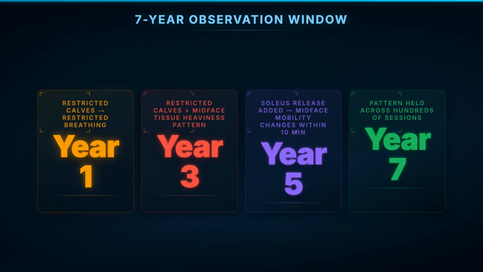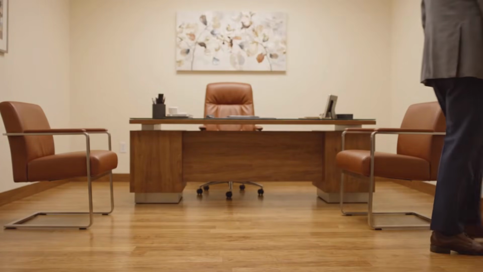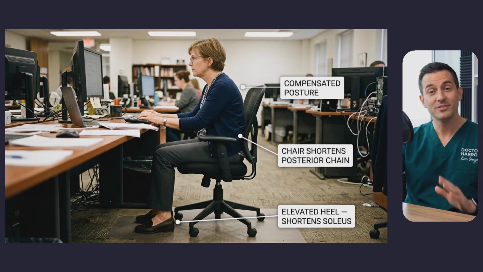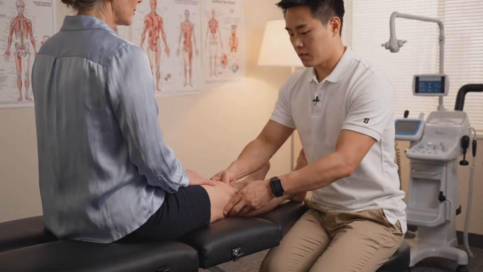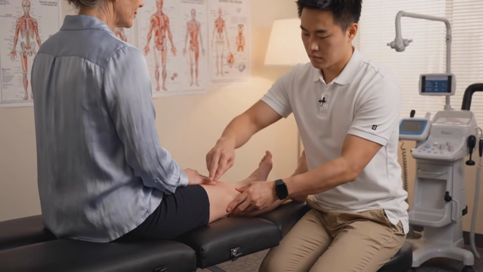When I started paying attention to the deep front line in practice 7 years ago, I expected to find localized effects. What I found instead was systemic pattern change. That 7-year observation window matters. In the first year of incorporating deep front line assessment into my work, the pattern I noticed was simple. People with chronically short calves tended to have restricted breathing. Interesting, but not conclusive. Correlation, possibly coincidence.